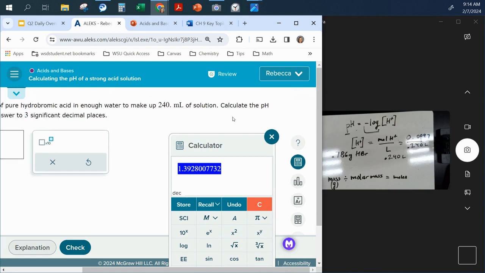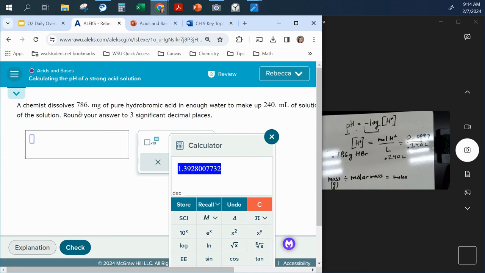Okay, and then let's check our numbers. This has 3 sig figs. This has 3 sig figs. So I need 3 decimal places. 1, 2, 3. So this is going to be 1.393.